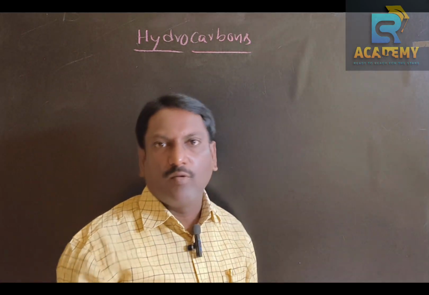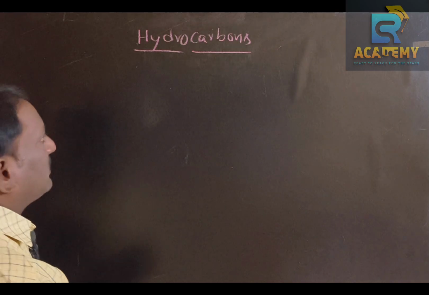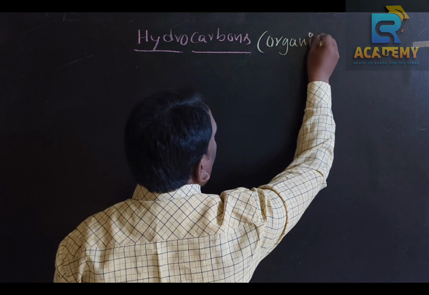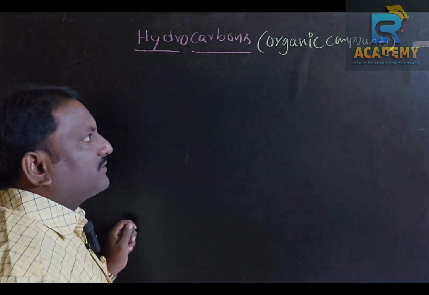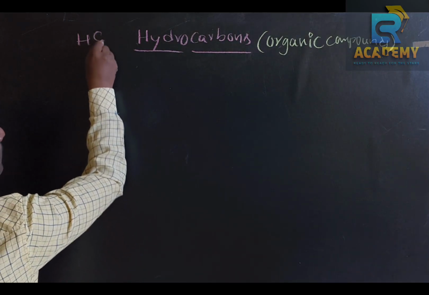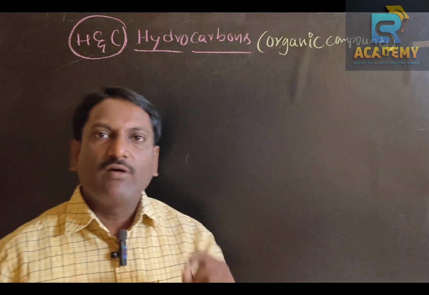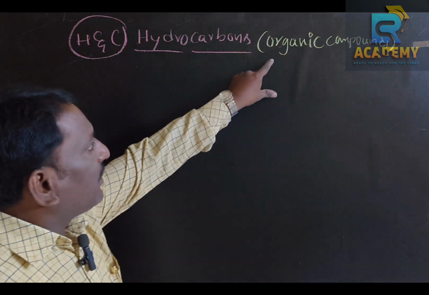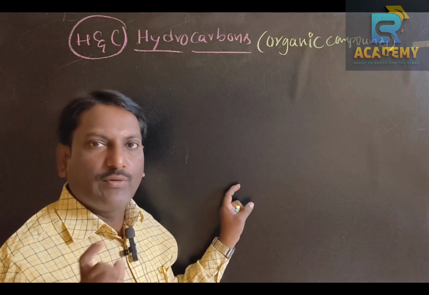Hydrocarbons are organic compounds made up of only hydrogen and carbon. Hydrocarbons are nothing but organic compounds made up of hydrogen and carbon. If you look at a hydrocarbon, you must have seen that only hydrogen and carbon are present in the compound. Those organic compounds made up of only hydrogen and carbon are called hydrocarbons.